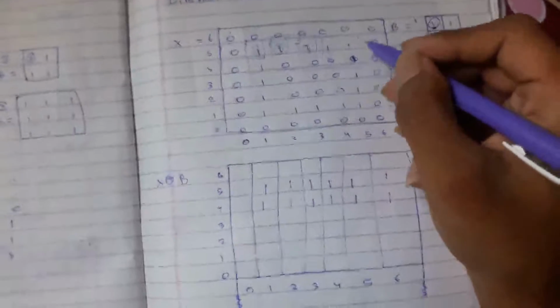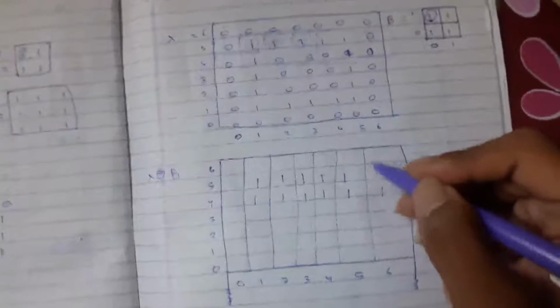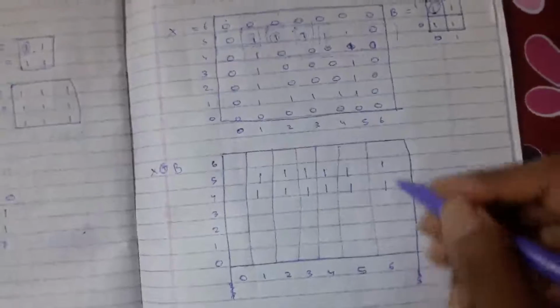Now here there is a 0. When I place the element here, there is a 0. So no change. Therefore this will be no change. So at 6 5, there is no change. Keep it as it is. No change.